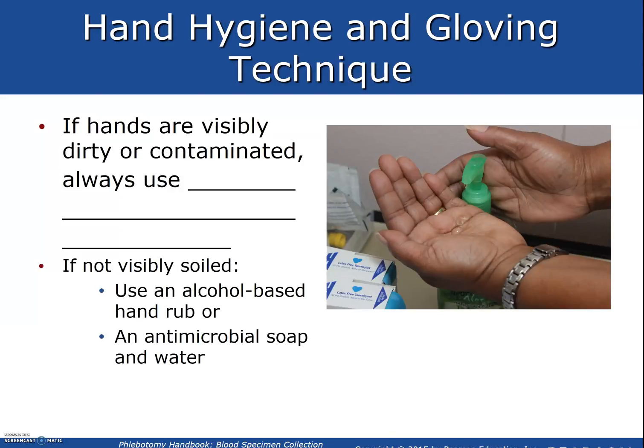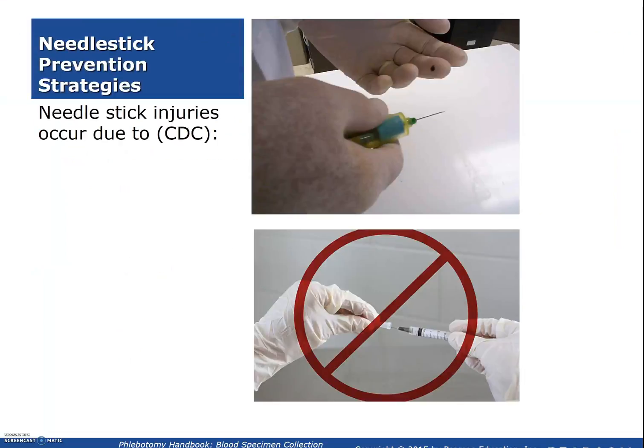If the hands are visibly dirty or contaminated, we're going to always use soap and water to clean our hands, but if not visibly soiled, we can use a rubbing alcohol-based hand rub or antimicrobial soap and water. Again, we've got to remember that gel in and gel out. We're going to gel in or wash our hands before our patient, and then we're going to gel out or wash our hands after patient contact.